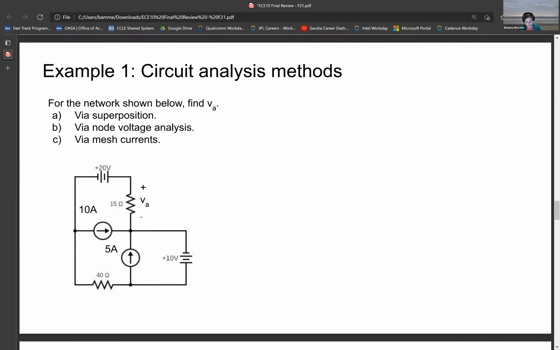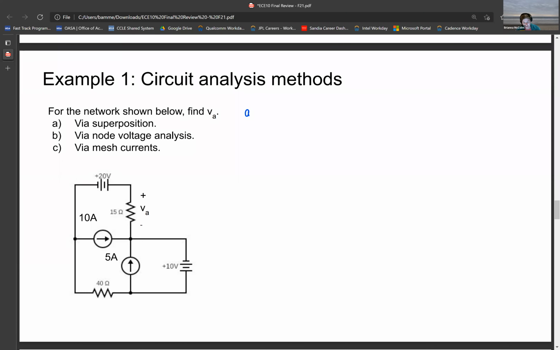So we're going to first start with superposition. Superposition is looking at the circuit response to one source at a time. That means that we're going to turn all of the other sources off in order to only look at the response due to a single source. For a DC voltage source, that means we're shorting out the voltage source. And for a current source, we're going to make that current source an open circuit, so there's no current flowing through that part.